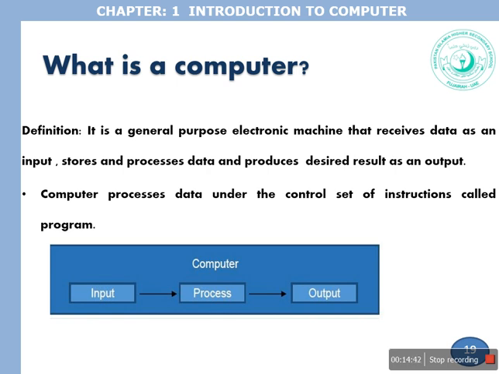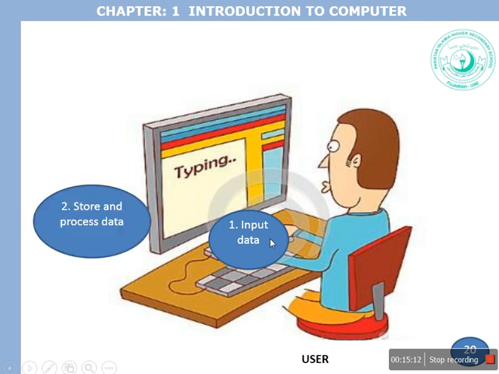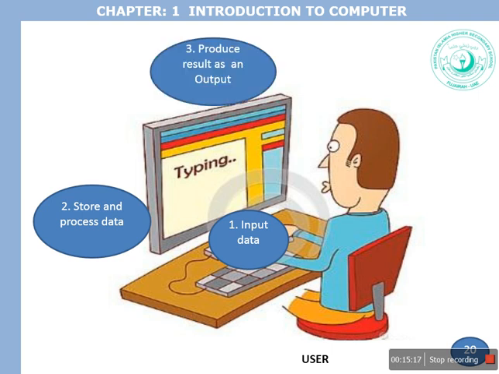A computer processes data under the control of certain instructions called a program. Programmers write the instructions, then we install the programs, and these programs process the data and give you the desired output. Here, for example, this is a user and he will type any data using a keyboard or mouse. So the computer will store and process the data and give you the desired result.